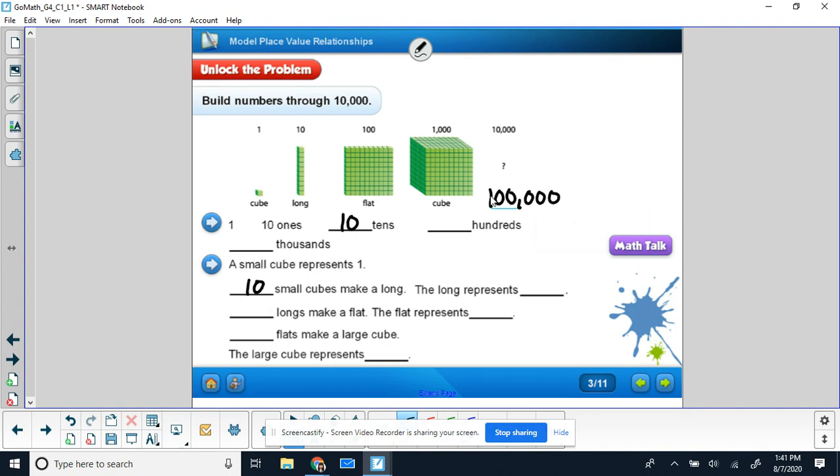So make sure you are following along. I'm going to give you a minute just to fill those in. All right. So once you have that, we are going to go ahead and go to the next page.